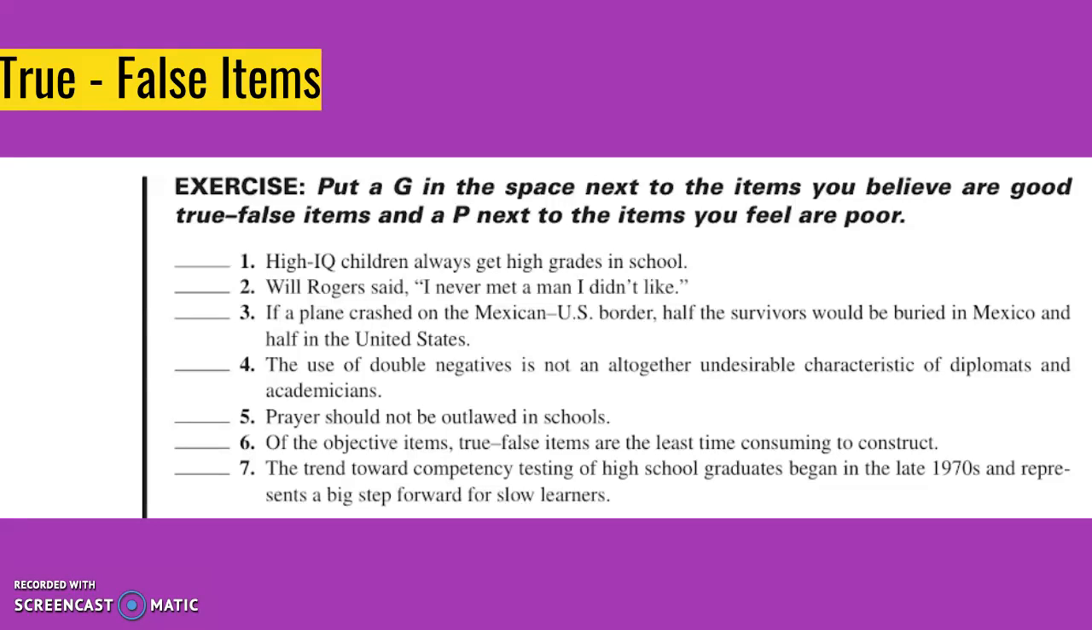Number 5. Prayer should not be outlawed in schools. Number 6. Of the objective items, true/false items are the least time consuming to construct. And number 7, the trend towards testing of high school graduates began in the late 1970s and represents a big step forward for slow learners.